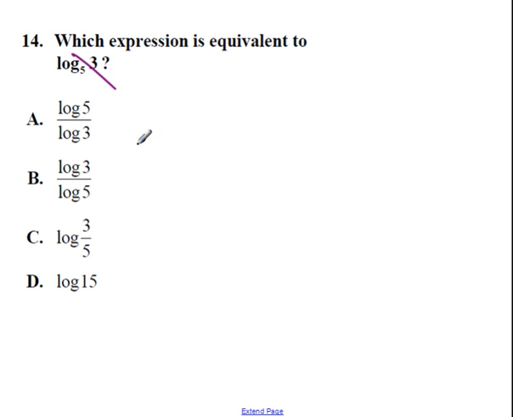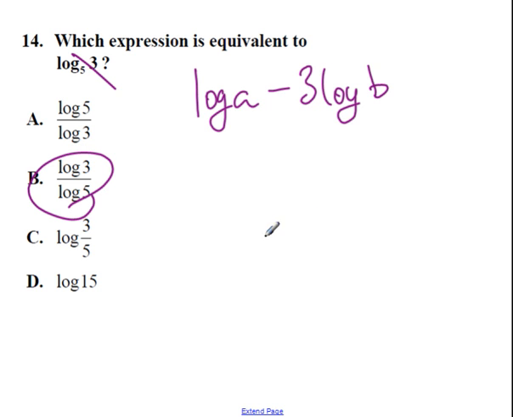Here, this is just our change of base formula we're looking for. So 3 is going to go on top, 5 goes on bottom. Bam. Easy, easy. The one on your real test doesn't do the change of base thing, though. It's a little bit more like this. So you might want to write this one down, log A minus 3 log B.